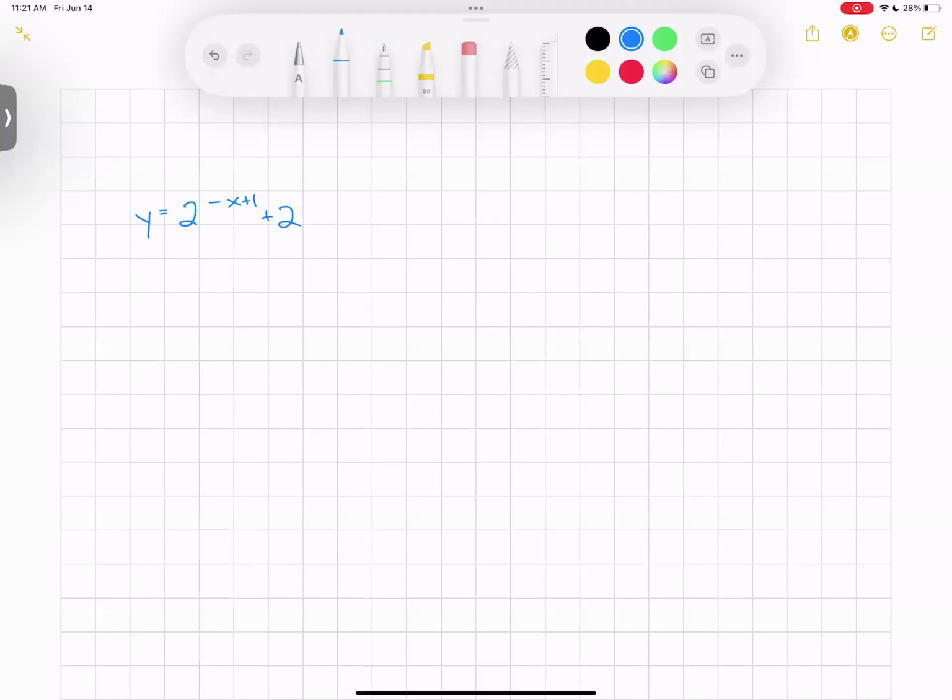Hi, so I wanted to show you how to transform this equation here from your base graph. So you have a base graph of, we can use y equals 2 to the x, the graph we know and love. And we're trying to get to this new one. And it can be confusing on what your a is here and what your b is. So I just wanted to go over that.